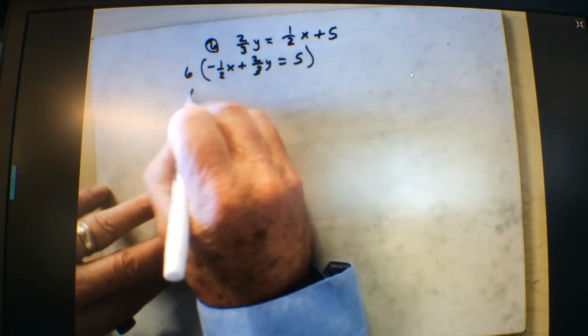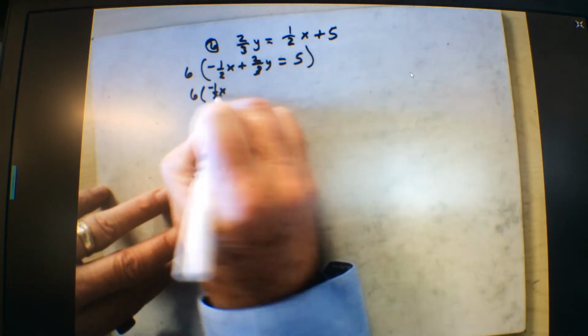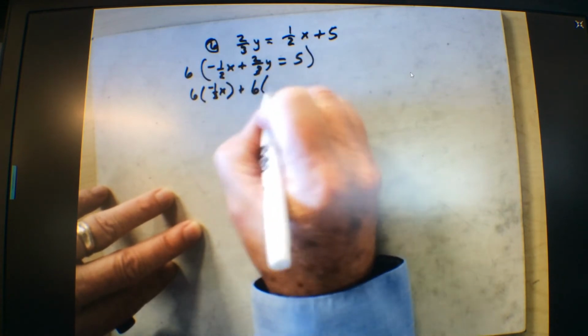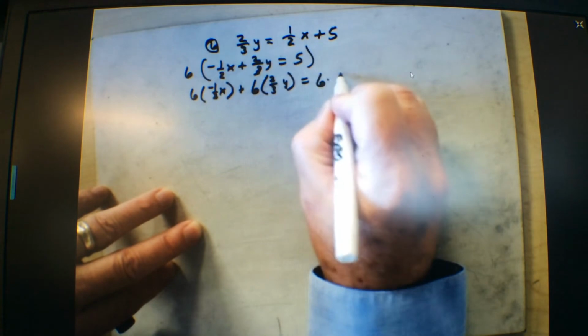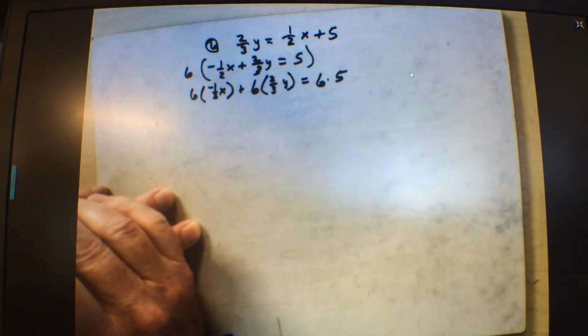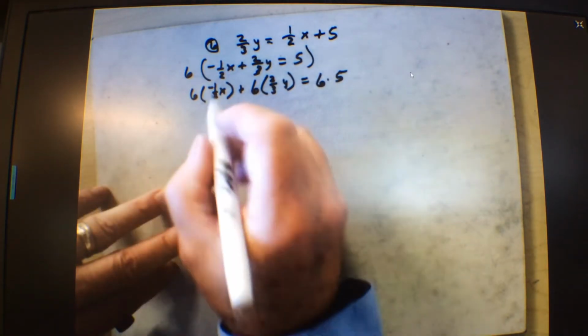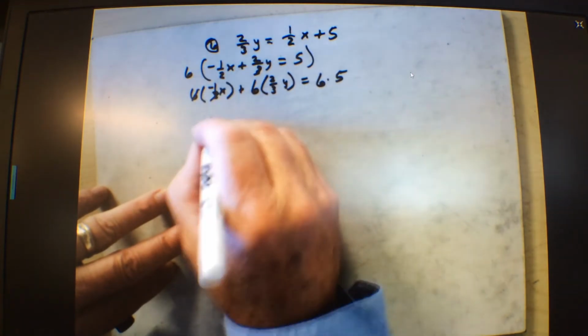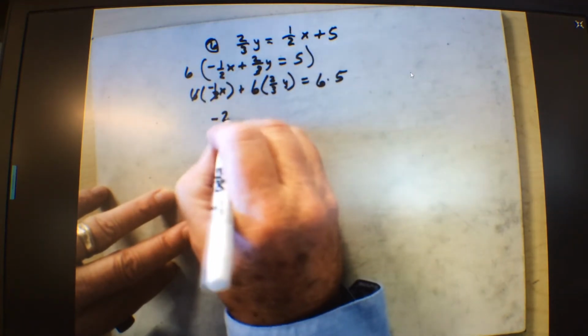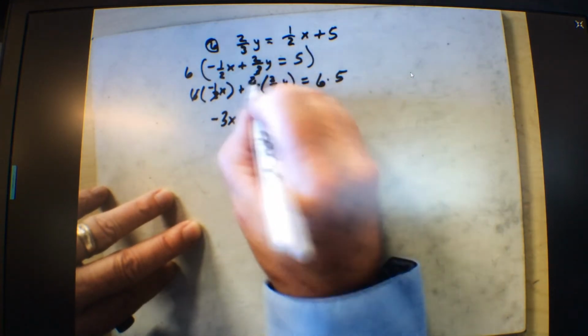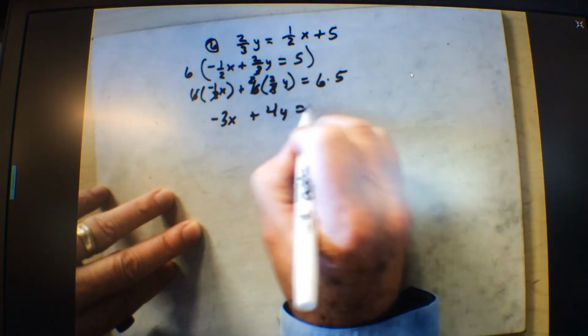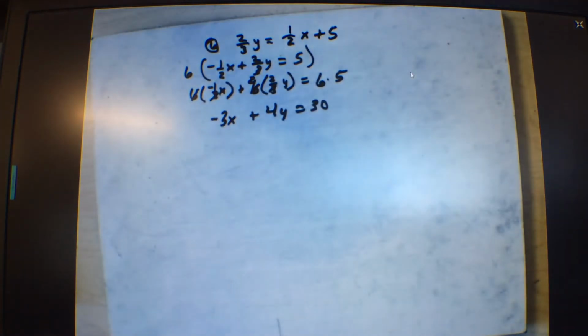So I take 6 times negative 1/2 x, 6 times 2/3 y, and 6 times 5. Don't forget the 6 times 5. This cancels with this, and I get a negative 3x. Plus this cancels with this, and this is a 2, and 2 times 2 is 4y equals 30. Jackson, do you see where I got negative 3x plus 4y equals 30? Yes. Do you, Allie?